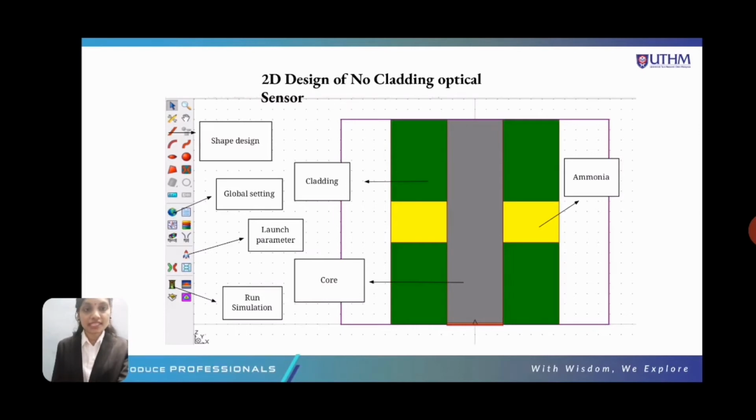This is the 2D design of the no cladding optical sensor. As we all can see, the cladding region is in green color, the core region is in gray color, and the ammonia is in yellow color. This yellow color region is the unclad region, and this unclad region will be the region that will be immersed into the solution of water containing ammonia in order to detect the concentration of ammonia present in the water sample.